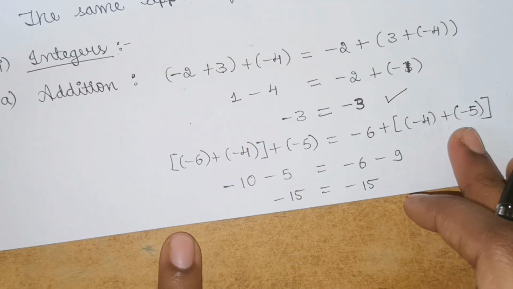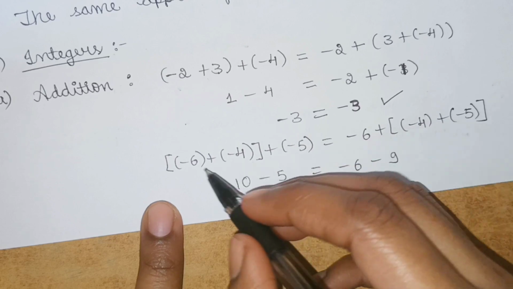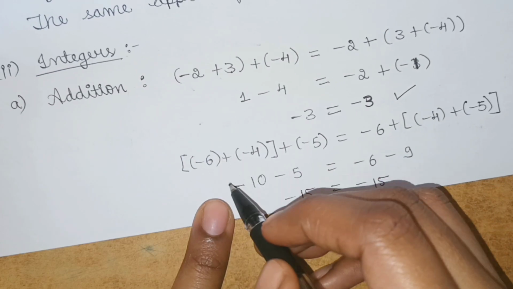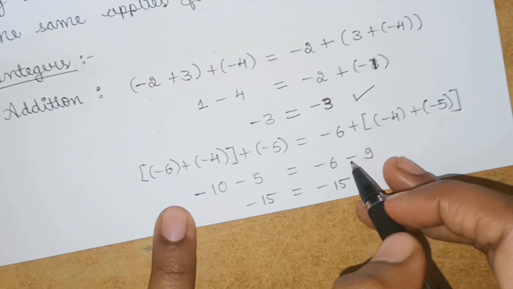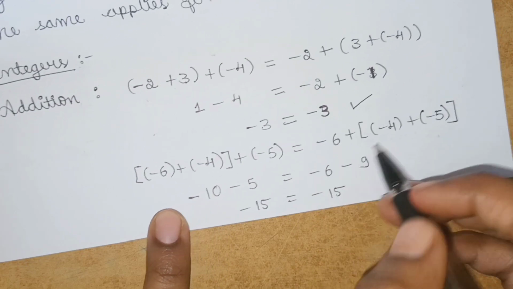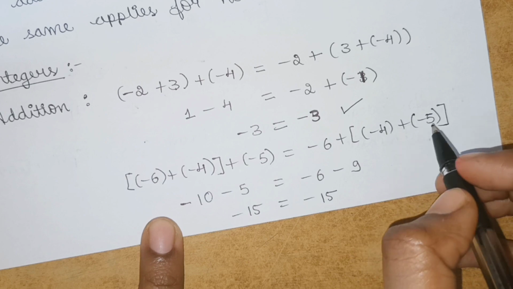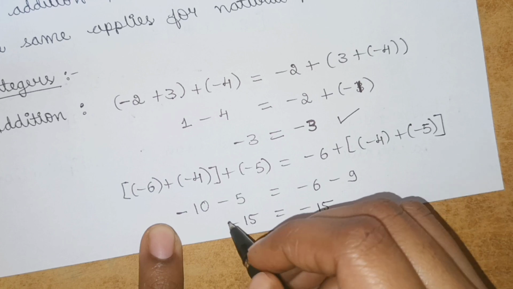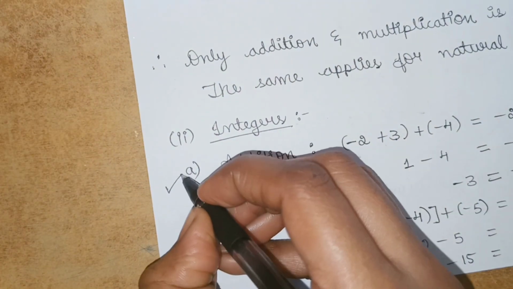It is associative. The next example, minus 6, minus 4 and minus 5. Minus 6 plus of minus 4, which is minus 6 minus 4, is minus 10. Plus into minus is minus, 5 is as it is. Minus 6 we have raised as it is. Minus 4 plus into minus is minus 5. Minus 4 minus 5 is minus 9. So minus 6 minus 9 is minus 15. So LHS is equal to RHS. So addition is associative in integers.